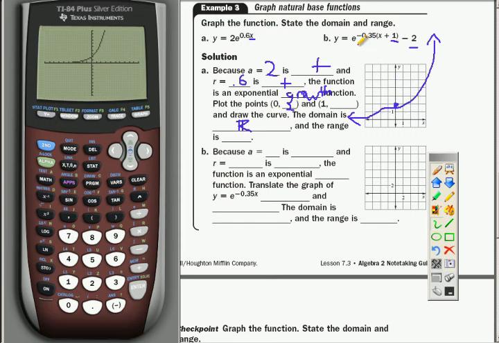But in this situation, a is 1. I know you guys are all looking, what's a? Is a 2? No, a is 1, and that's a positive number. And r is negative 0.35. That's a negative number. The function is an exponential decay. All right. Forgot my c in there. All right. y equals e to the negative 0.35x.